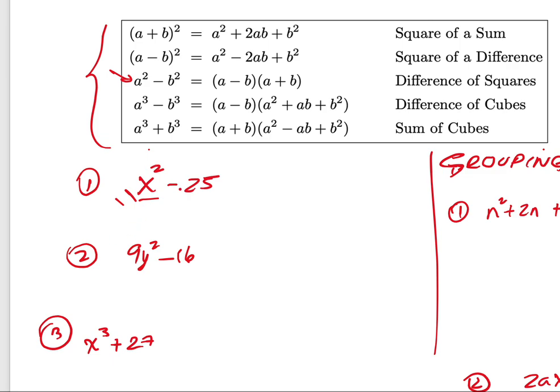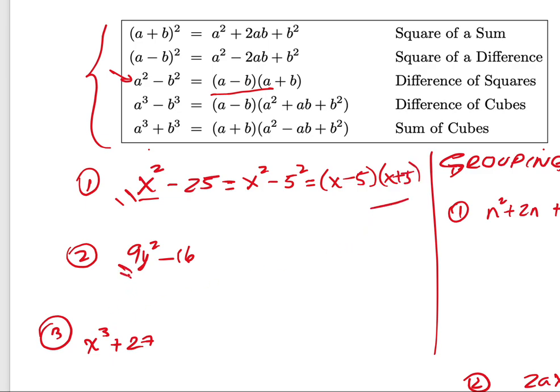The problem here says x squared minus 25. Looking through my list, this looks like a squared minus b squared, and I know that because 25 is 5 squared. So if you think about it, this is x squared minus 5 squared. All I have to do is follow the formula. So the result of this is x minus 5 and x plus 5, okay? And you're done with that.